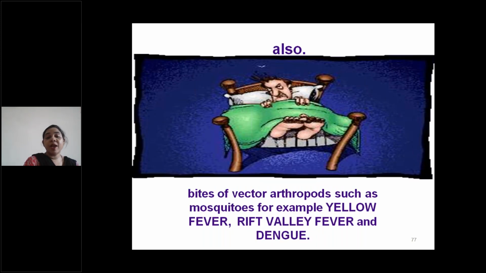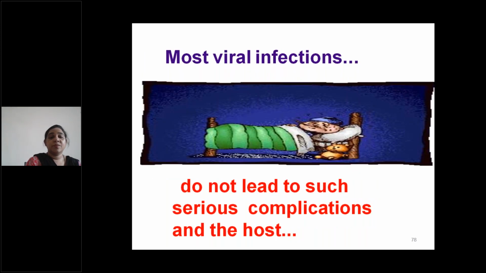Also, bites of vector arthropods. Dengue fever. Have you heard about this? Right. Very good visuals, right? Others: yellow fever, Rift Valley fever. Okay. So, viral infection can also be transmitted by bites of arthropod vectors.